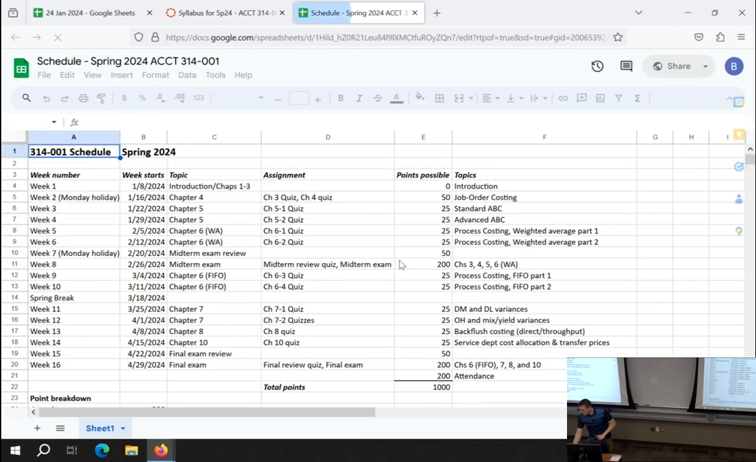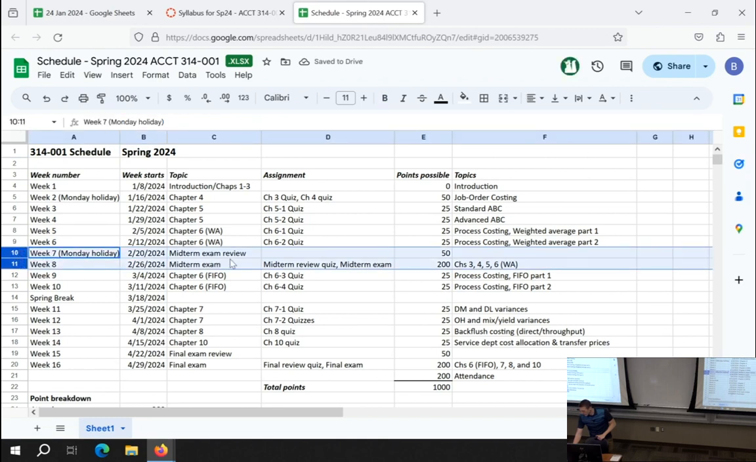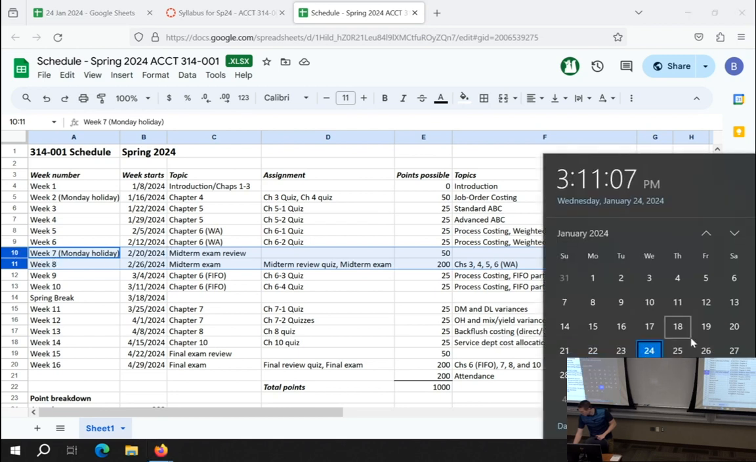I'm going to make the midterm available the Friday before this week right here. So these two weeks are your midterm weeks. I'm going to make them available the Friday before this. At least the midterm will be available the Friday before. Midterm exam review might be available even before that.